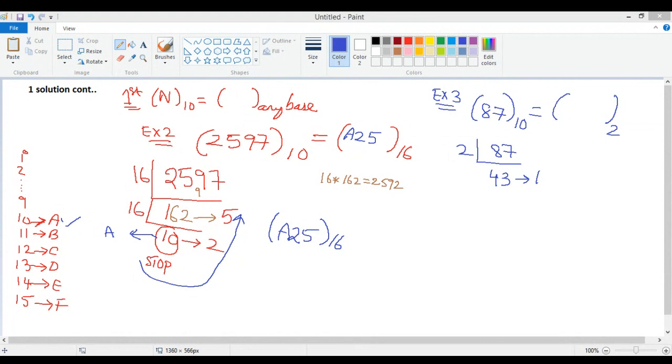Abdul Khalif, do you have any question? Okay. So you understand the first step? How we got this 43 and remainder 1? Yes, no answer.